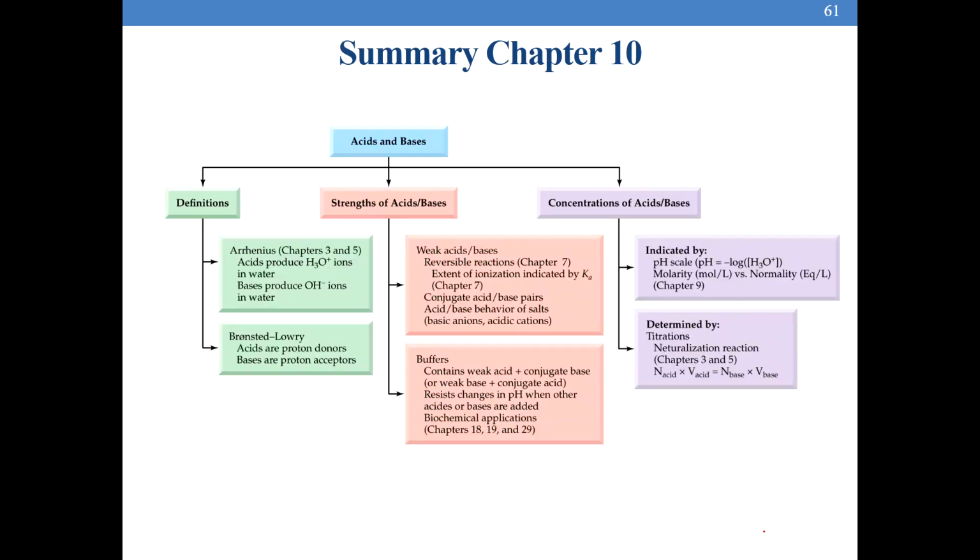The last slide is just a summary table that your book has that lists just all about acids and bases, and it goes through definitions, strength, what we looked at for strength of acids and bases, as well as some of the concentrations like the pH scale, molarity, titrations, that kind of thing, and the strength with the Kas and the pKas, and looking at buffers, that kind of thing. Okay, so this is a good little summary table. Your book has a lot of these flowchart table things at the end of the chapters, and I always think they're very good.